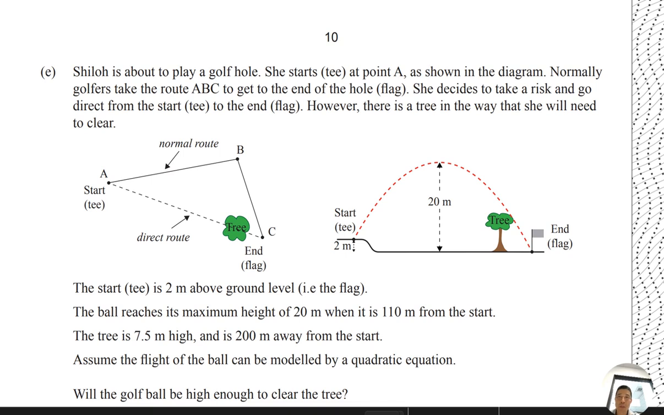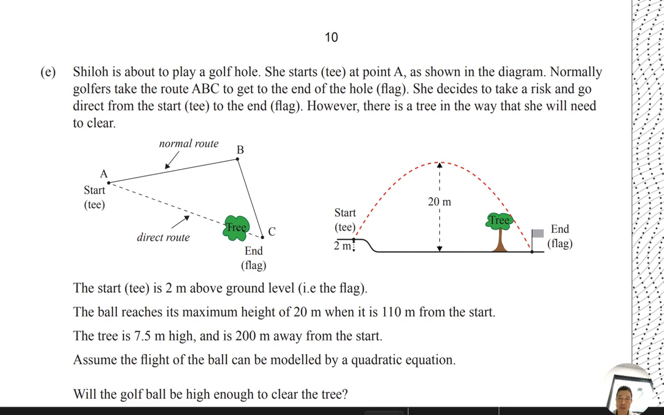Shiloh is about to play a golf hole. She starts at point A, as shown in the diagram. Normally, golfers take the route ABC to get to the end of the hole flag. She decided to take a risk and go direct from the start to the end. However, there is a tree in the way that she will need to clear. The start is 2 meters above the ground level.